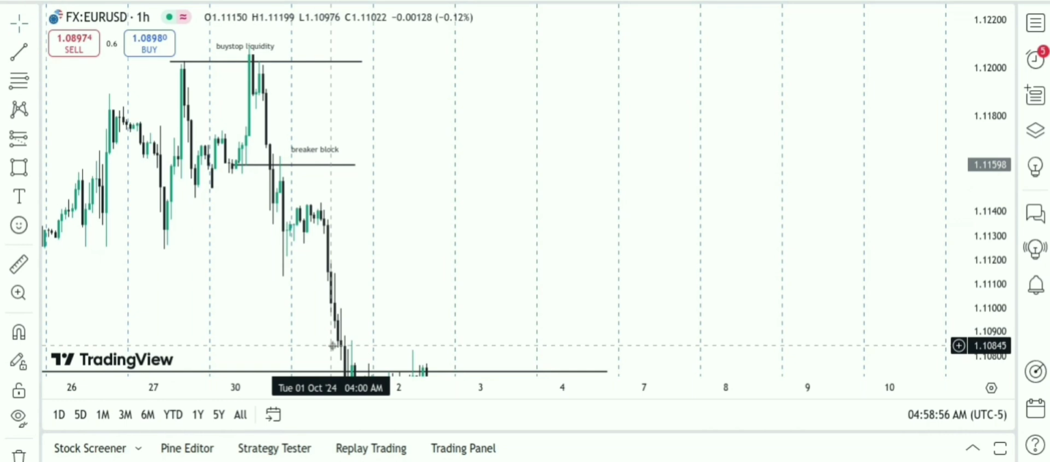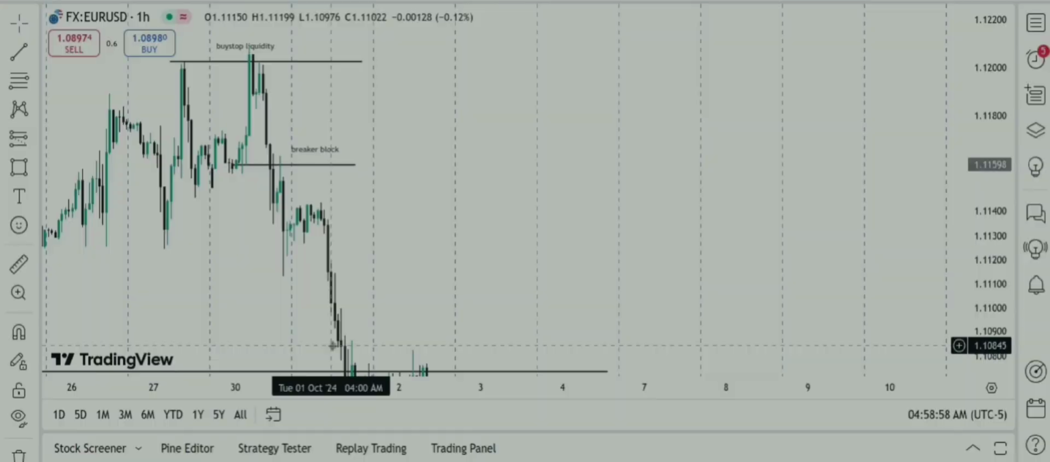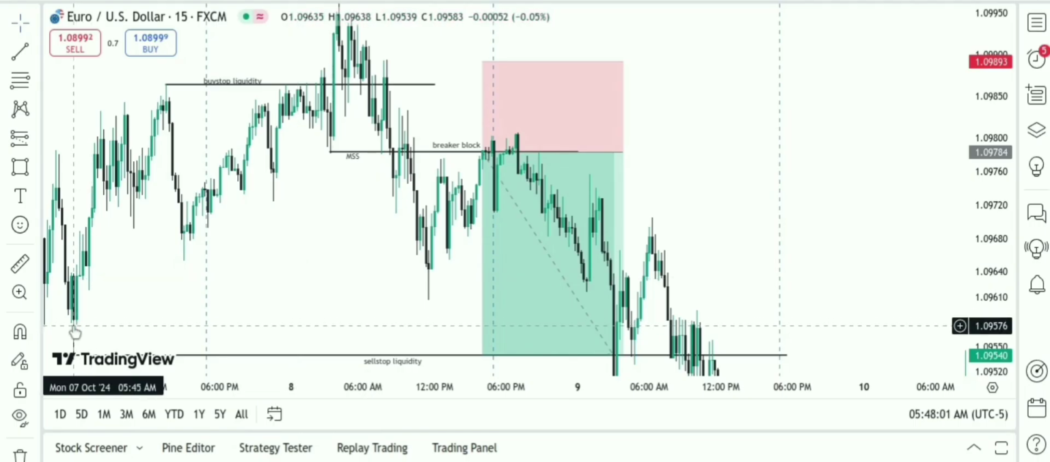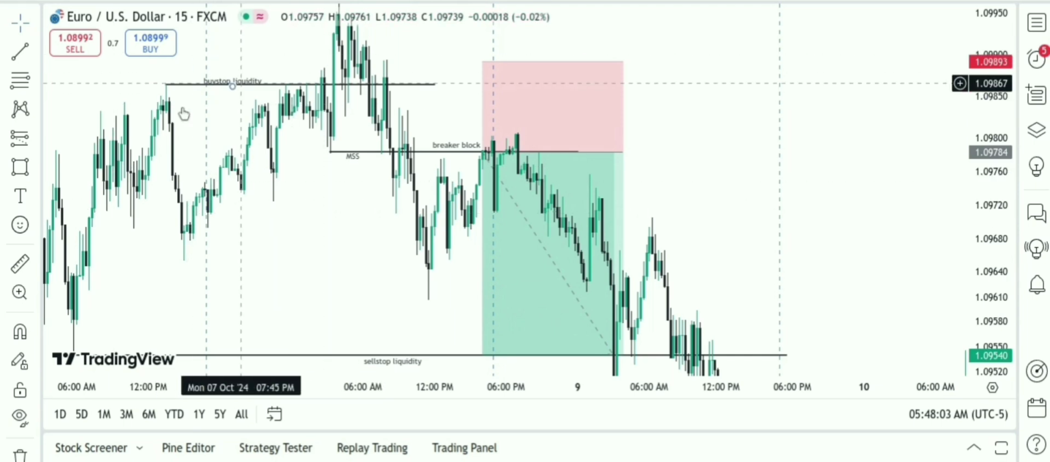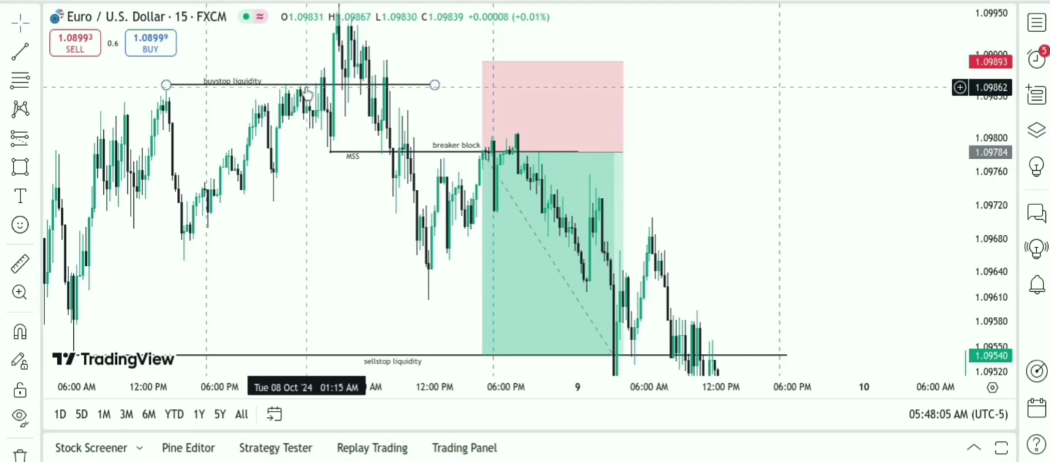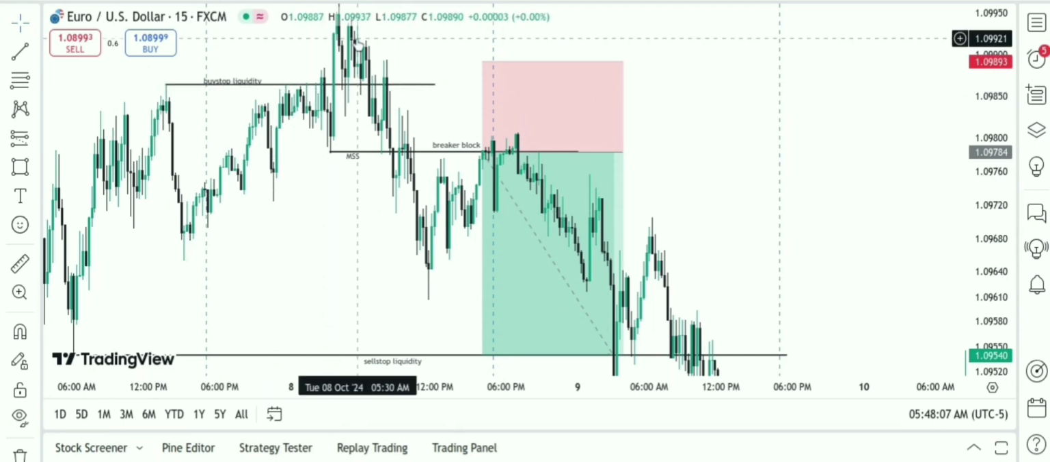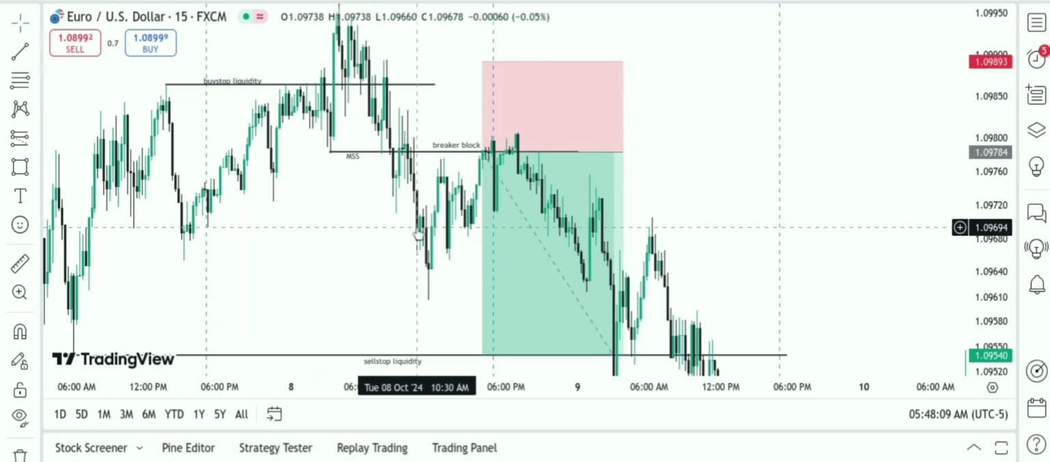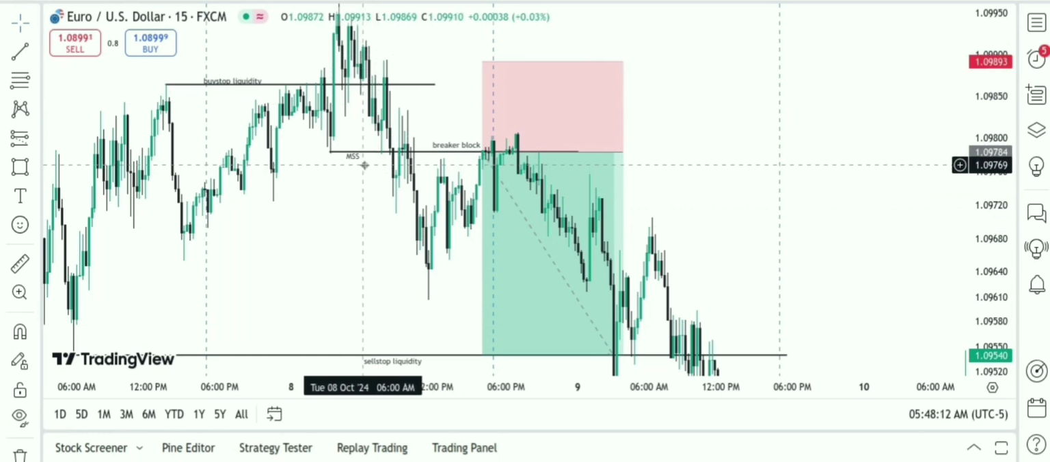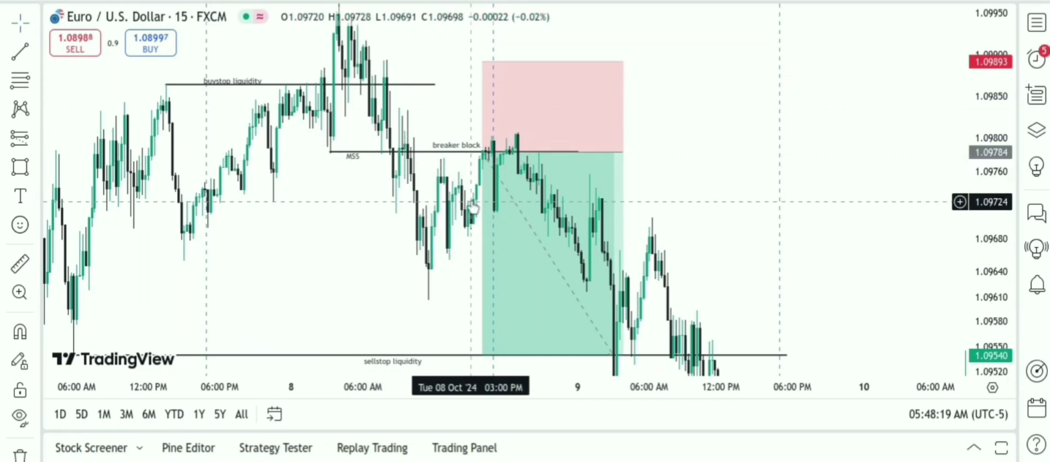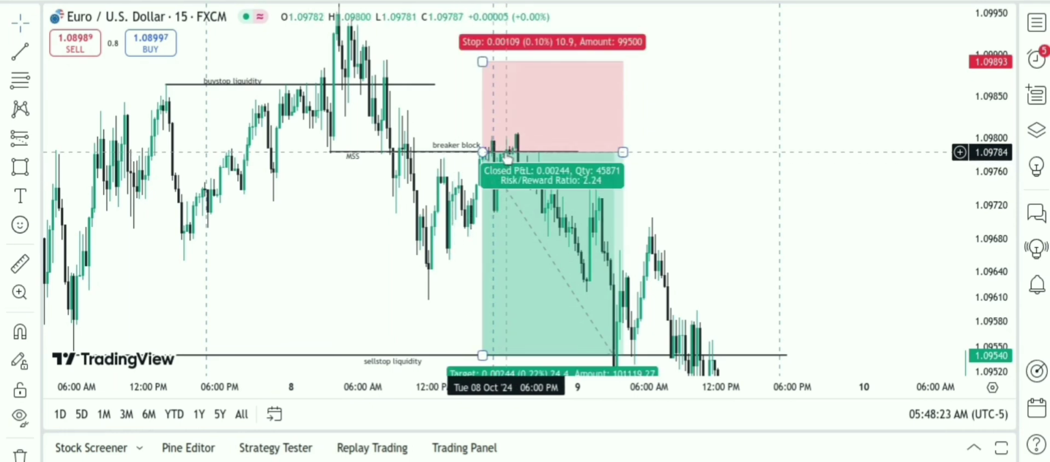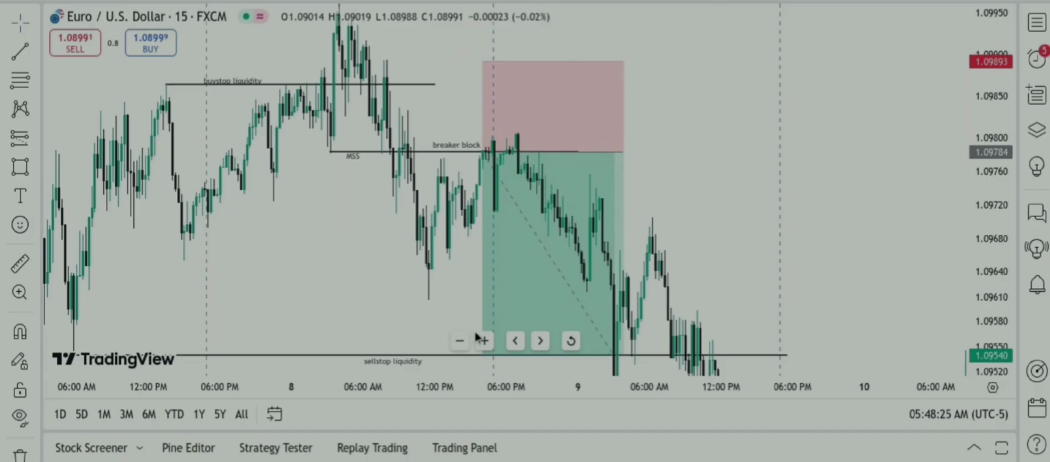So guys, I'm going to be giving you another example of this breaker block. As you can see, the market was making higher highs, taking buy stop liquidity. As soon as the market displaced to the downside, which is our market structure shift, it also created a breaker block, because it's actually the previous swing low that was broken. So the market retraced back to this breaker block. This is where we anticipate a price movement to the downside.